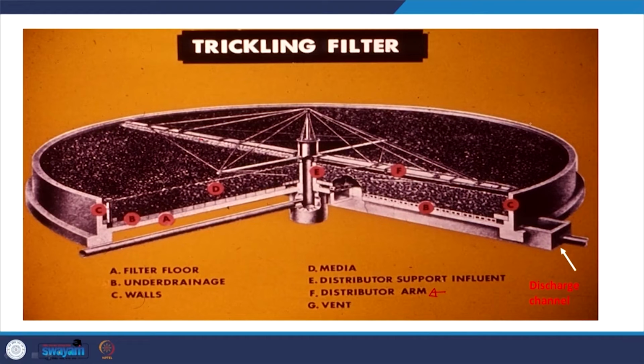And what else do we have? We have the filter floor, we have the under drainage, obviously water has to drain out, we have the walls, and we have the media, obviously, on which the microbes will grow, we will look at the picture soon. And we have the distributor support influent, where is that, E, okay, distributor support influent, distributor arm, and then G is the vent. Okay, I am unable to find G out here, and then the discharge tunnel, right.